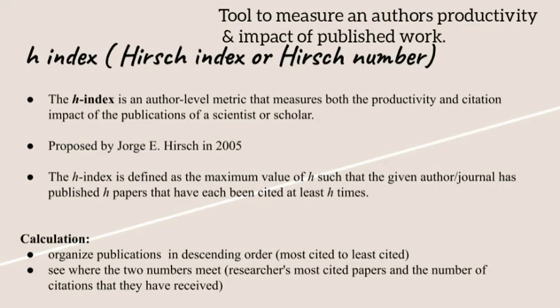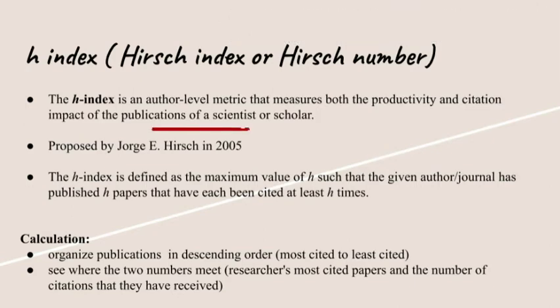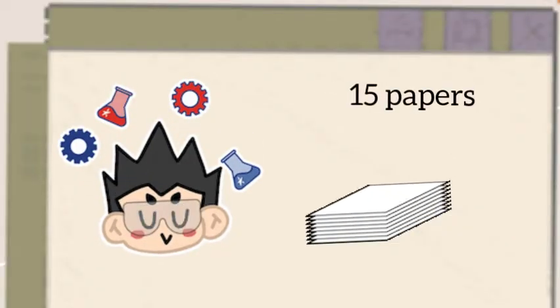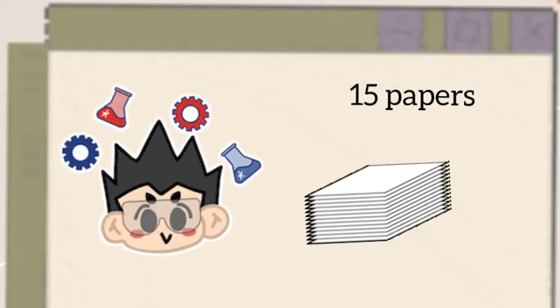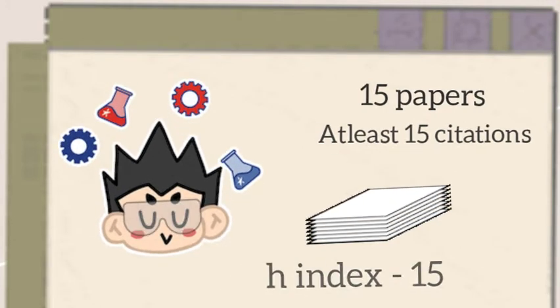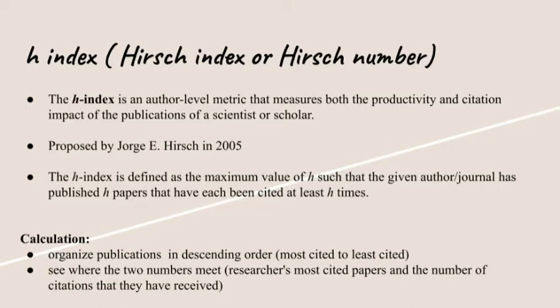Okay. So H index was proposed by George Hirsch in 2005. The H index is defined as the maximum value of H such that the given author or the journal has published H papers that have each been cited at least H times. Suppose a researcher has 15 papers, each of which has at least 15 citations. Okay, so the H index will be 15. We can make the statement clear through an example.